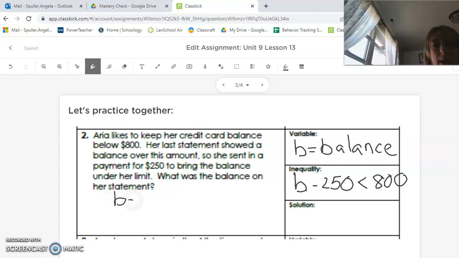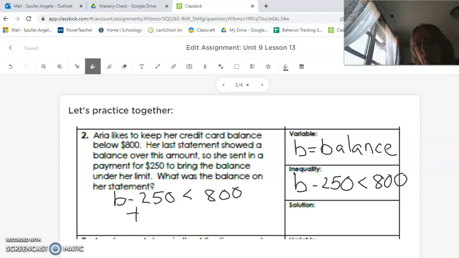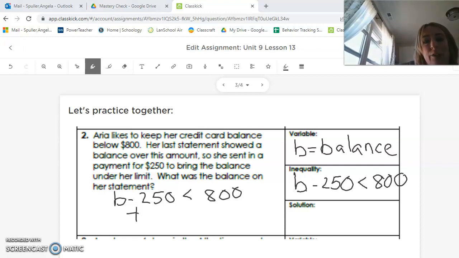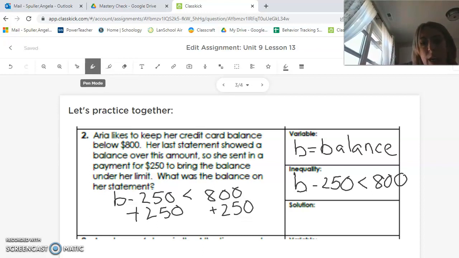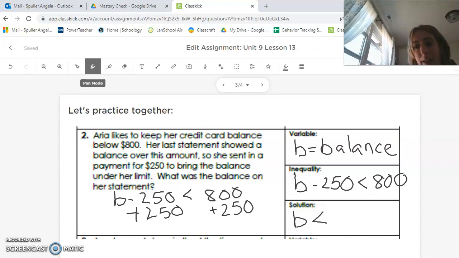So let's solve it. B minus 250 is less than 800. Now remember, we have to add 250 to both sides. So to find out what her balance was, oops, not 20, 250. All right, and when I do that, I get B is less than, her new balance is less than 1,050. Let's put money here, okay?